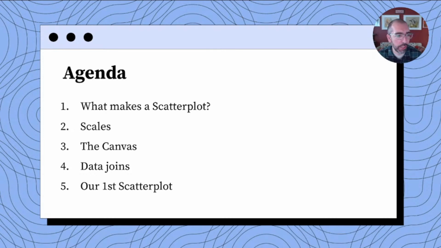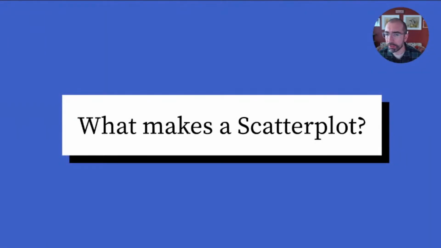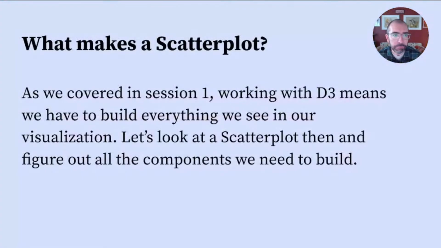So why don't we jump right into what makes a scatter plot? As we mentioned yesterday, when we're working with D3, we have to build everything in our visualization. We don't get a lot of things out of the box, right? We don't just have a function that says scatter plot from D3. We have to build each of the components that is part of our scatter plot. So that means we need to know what all of those parts are, right? We can't just get it all out of the box.